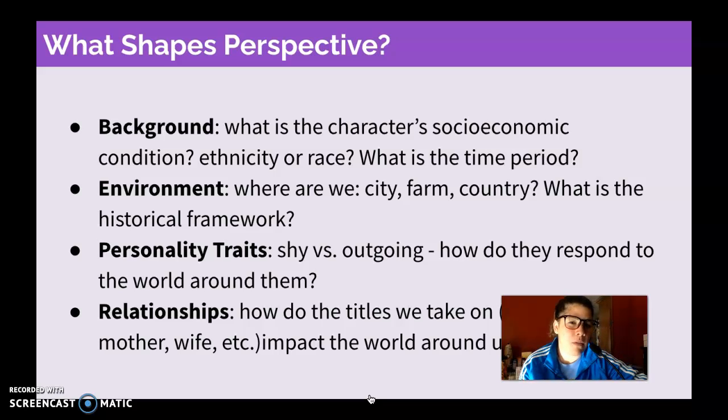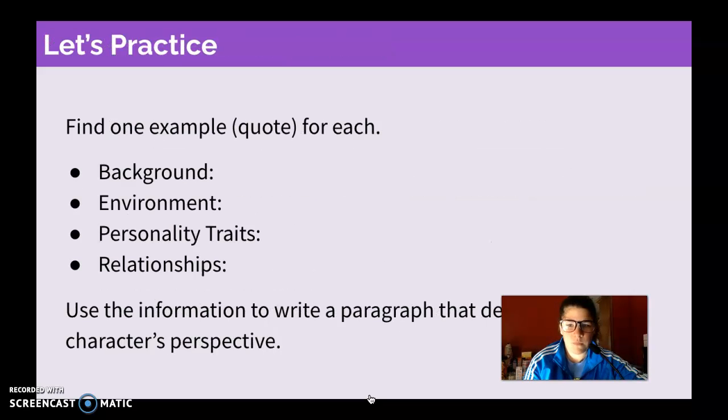How would you describe the character's personality? How do they respond to the world around them based on their personality? If they're shy, they might be standoffish to the people around them. If you're outgoing, you may be able to talk to anyone and everything. And relationships. Do they have relationships with people? Parents, boyfriends, girlfriends, teachers, bosses, and how does that impact the world around them?